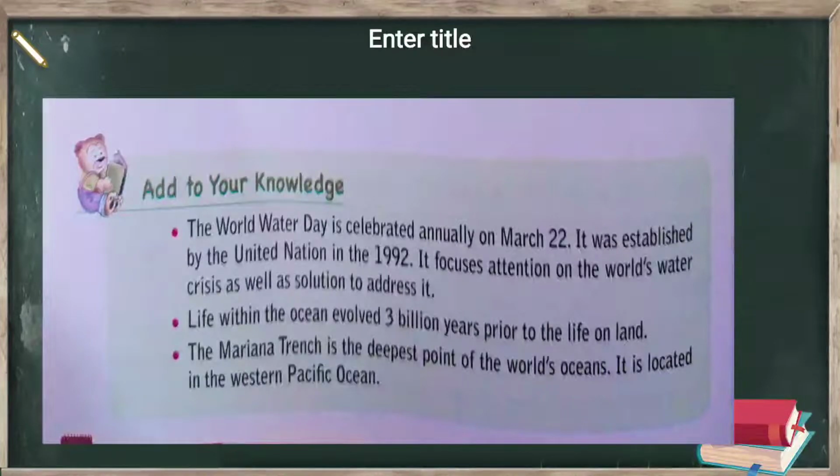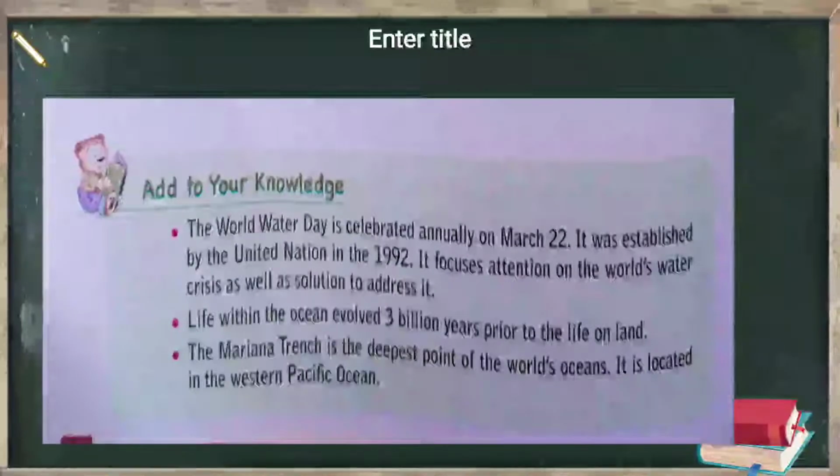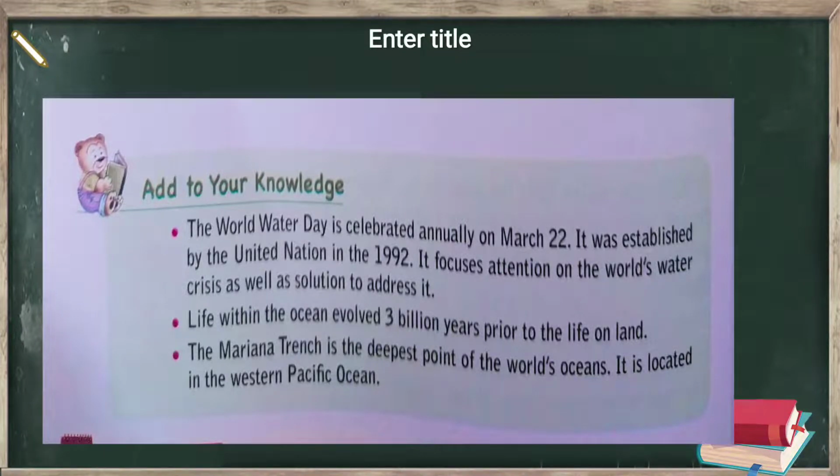Now just to add some knowledge, let's talk about that. World Water Day is celebrated annually on March 22. It was established by the United Nations in 1992. Life within the ocean evolved 3 billion years prior to life on land, because before life on land, there was life in the oceans. Now the Mariana Trench is the deepest point in the world's ocean. It is located in the western Pacific Ocean.